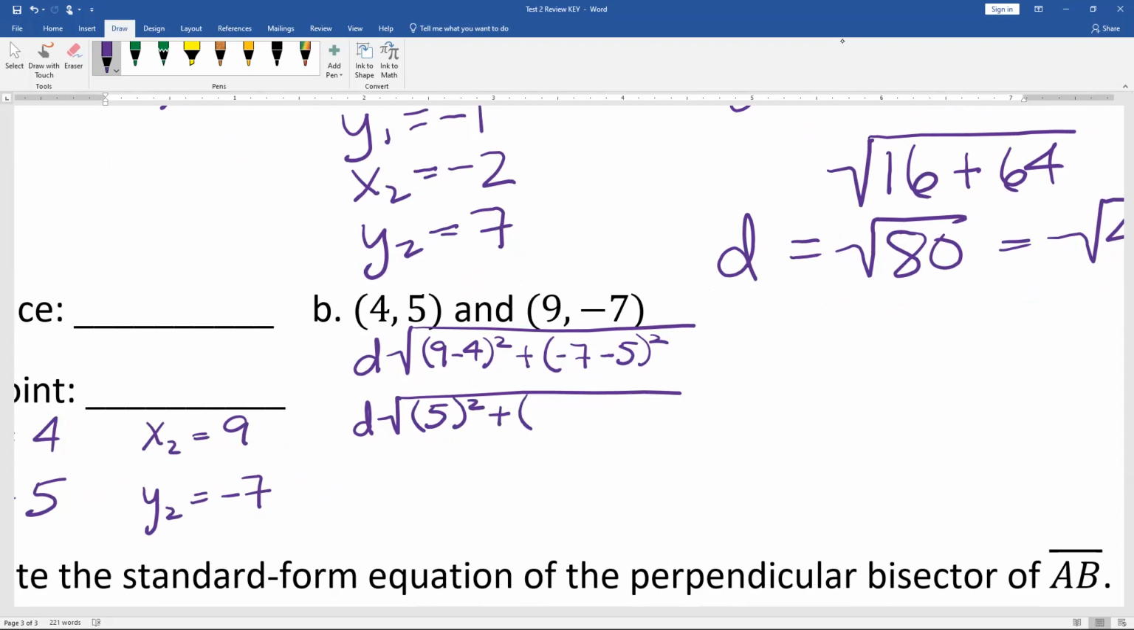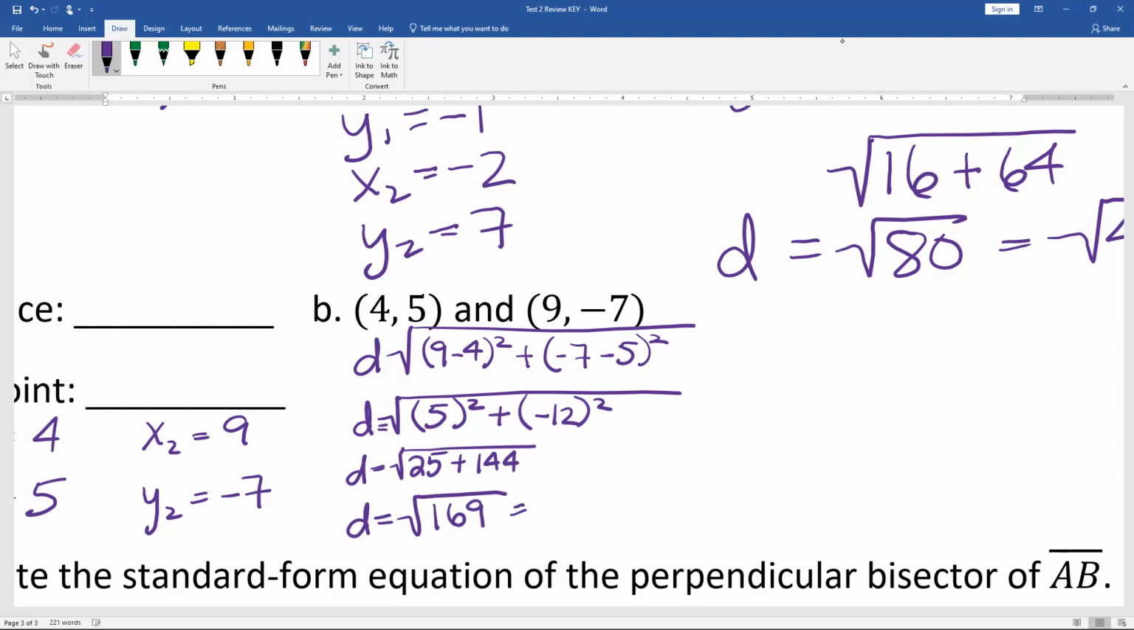-7 minus 5, they're both negative. So this is -7 plus a -5. So we have a -12 squared. All right, so we know that 5 squared is what? 25. Remember, squared is number times itself, not times 2. So this is 25 plus 144. And we get a distance of 169.